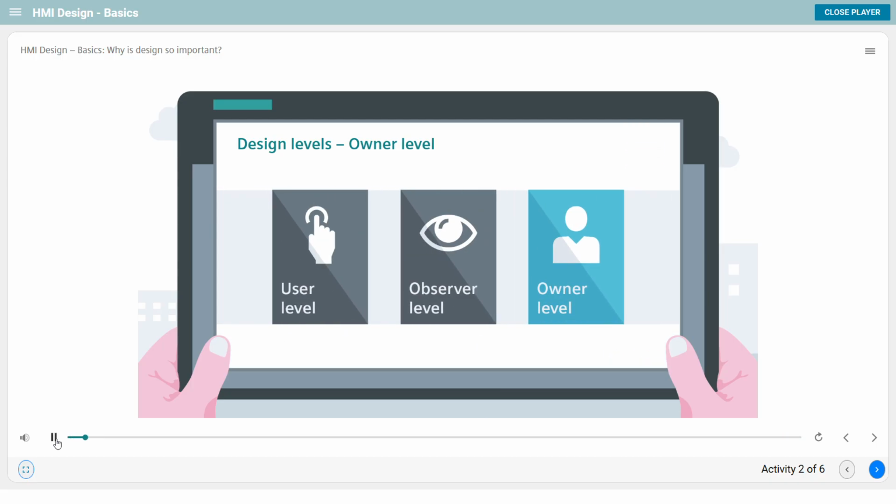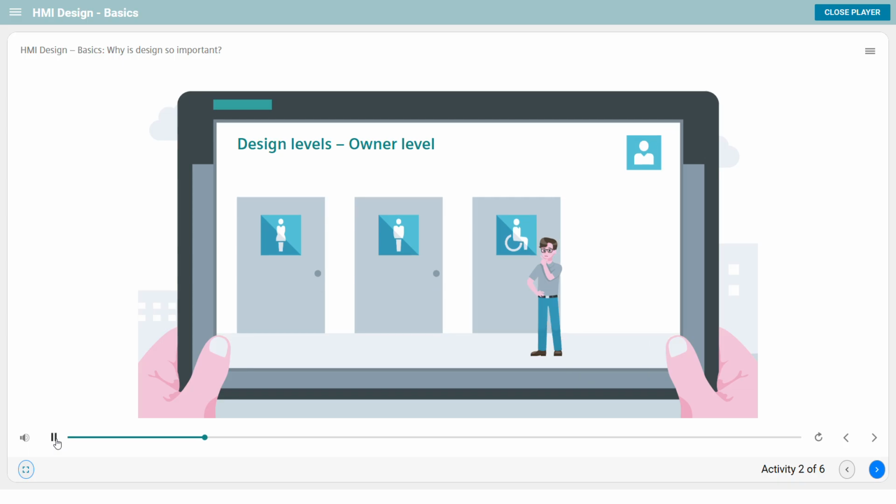Example 3. The owner level. Above all, the owner level involves the feelings and imagery associated with a product. Ingo is on his way from the office to the factory floor. Suddenly, he sees a sign on the door with a man, a woman, and a person in a wheelchair. What could this symbol mean?